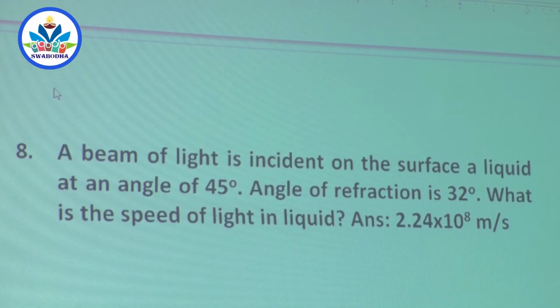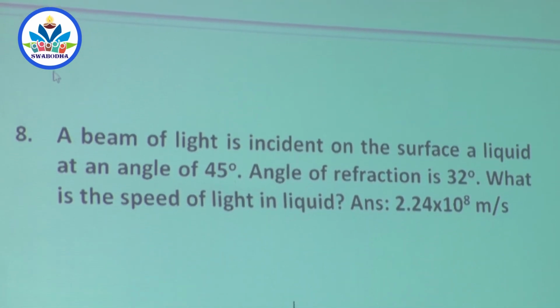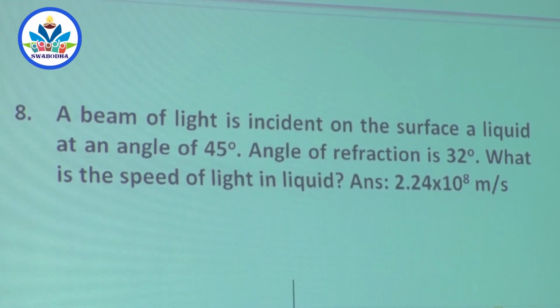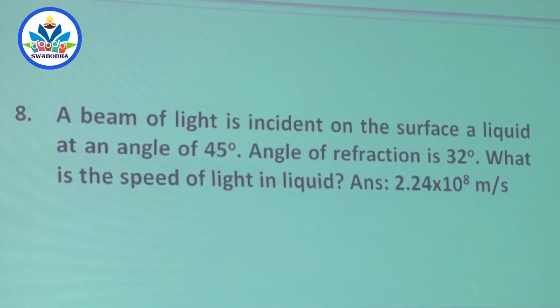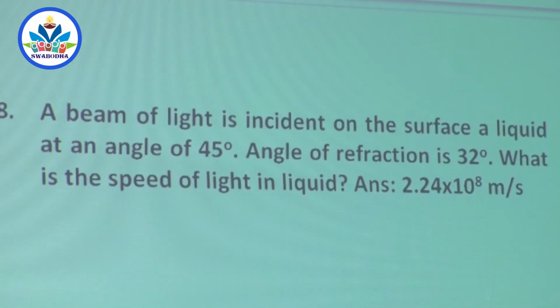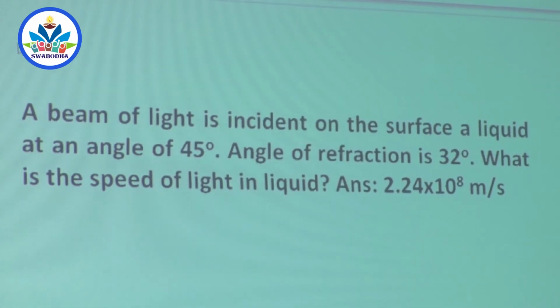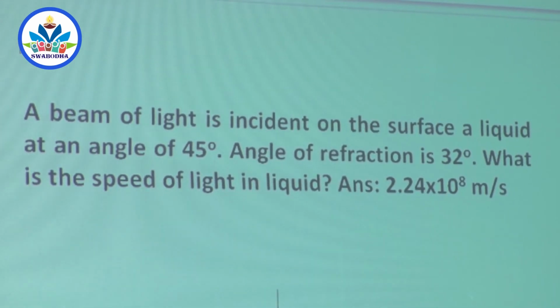That is, a beam of light is incident on the surface of a liquid at an angle of 45 degrees. Angle of refraction is 32 degrees. What is the speed of light in the liquid? Okay, answer is given. Now how to do this? A beam of light is incident on the surface of a liquid at an angle of 45 degrees. Angle of refraction is 32 degrees. What is the speed of light in the liquid?